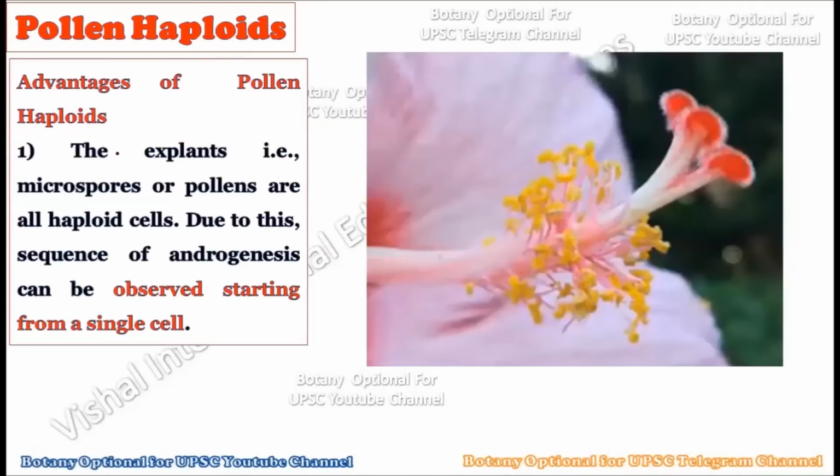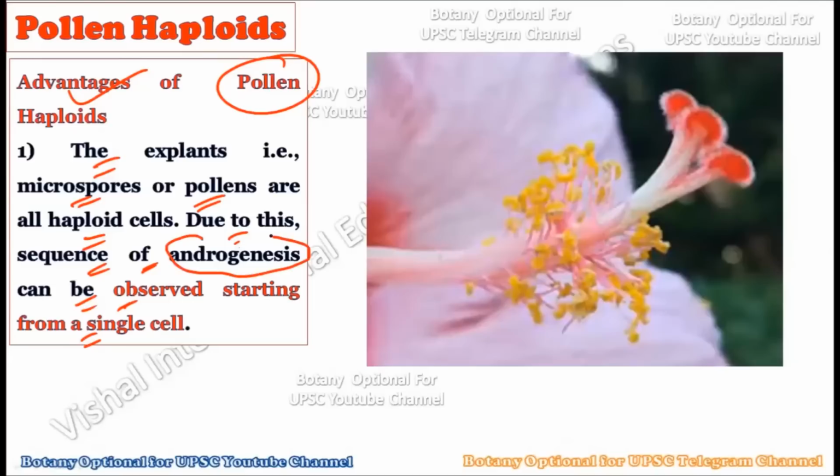Okay, so this is the most significant feature of the pollen haploids, or the haploids which are created by using the pollens. Let us consider what the advantages of the pollen haploids are. Now see, the microspores or the pollens are all haploid cells, and due to this the sequence of androgenesis can be observed right from the starting single cell. So when we use the pollen haploids, they can be easily planted on the tissue culture medium, and you can easily observe the whole process of androgenesis. How androgenesis occurs, this whole process can be observed under the plant tissue culture technique of haploid culture, and hence this technique has significance because it allows us to observe every stage relating to androgenesis.